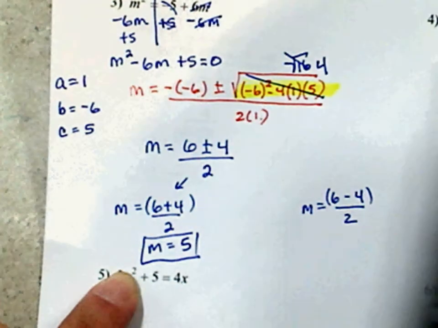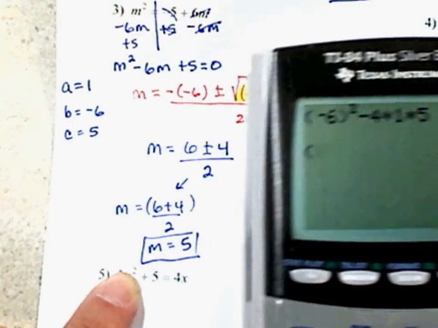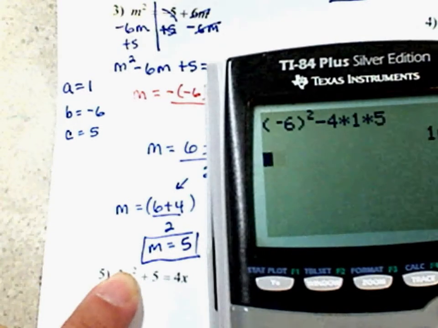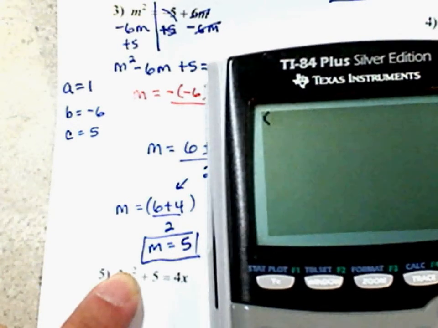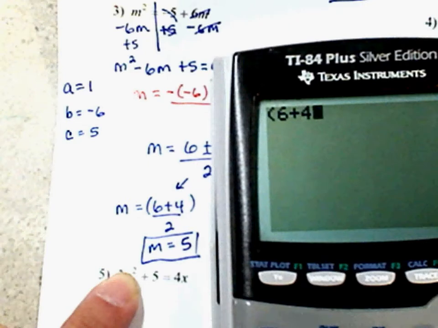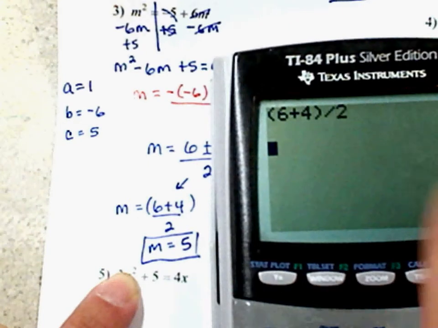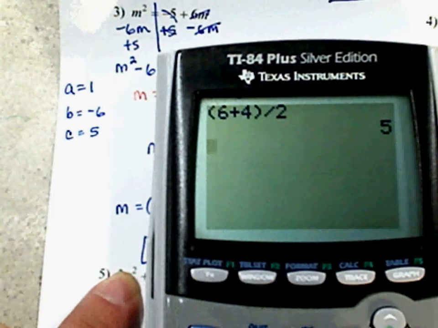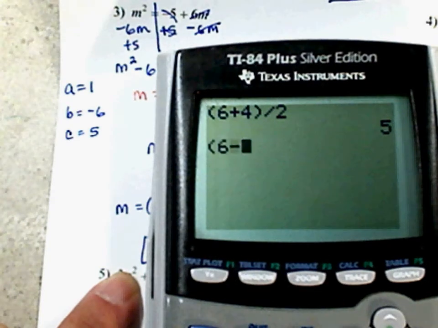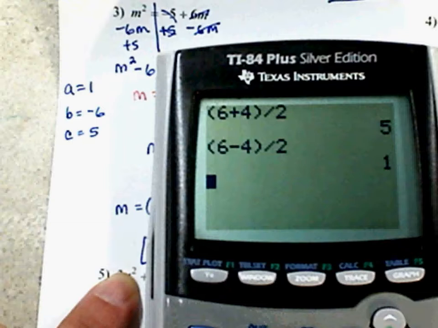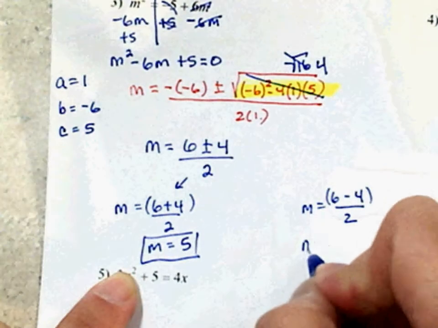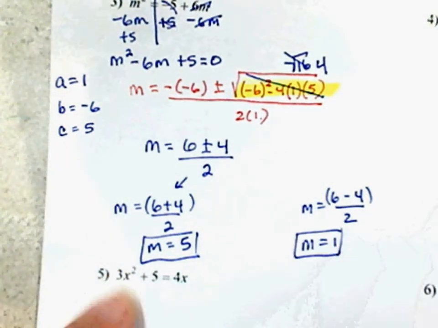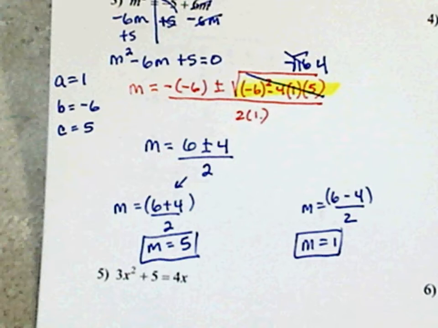Parentheses. Okay. 6 plus 4, parentheses, divided by 2, comes out to be 5. Okay. Do your other one, parentheses 6 minus 4 divided by 2, comes out to be 1. You should always have 2 answers. And there's number 3.